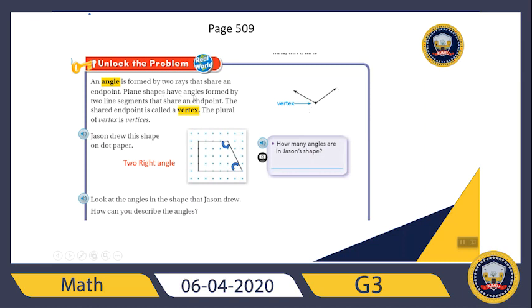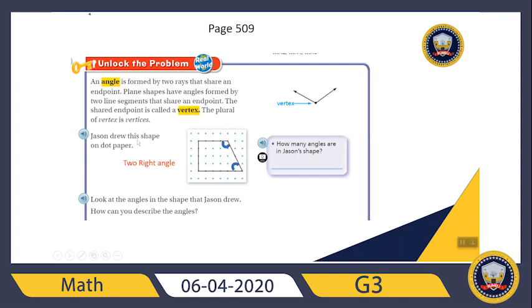Plane shapes have angles formed by two line segments that share an endpoint. The shared endpoint is called a vertex. These are two rays and here they are sharing a point. This sharing point is called a vertex. The plural of vertex is vertices.